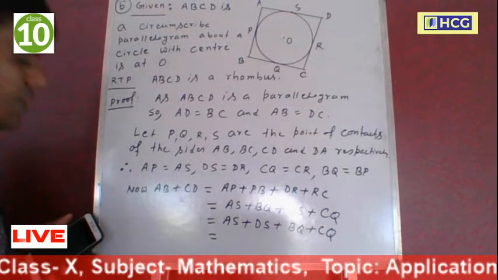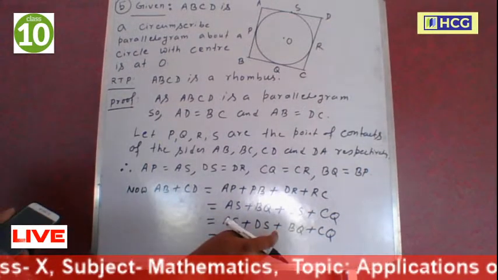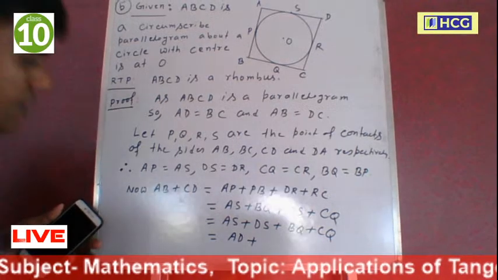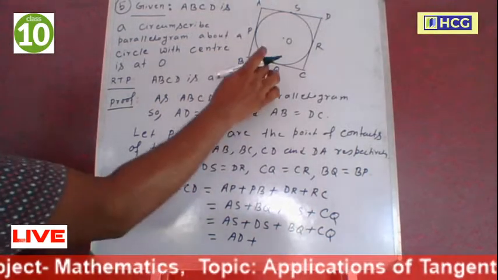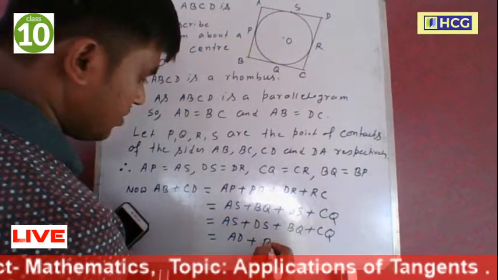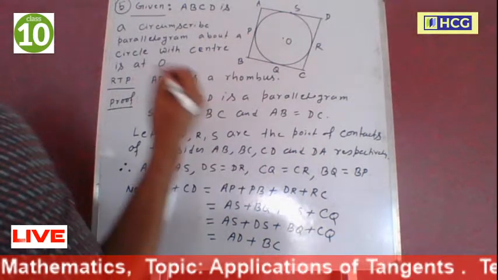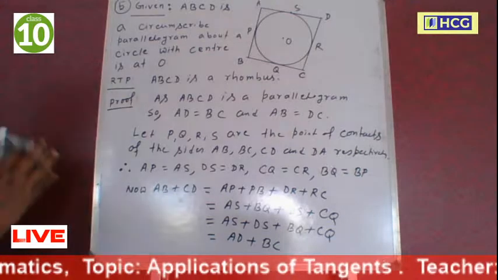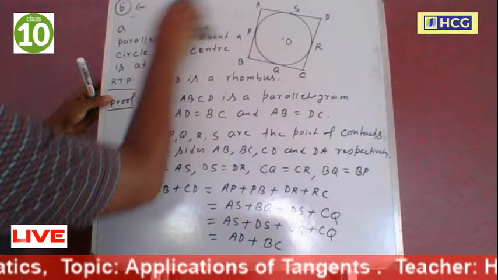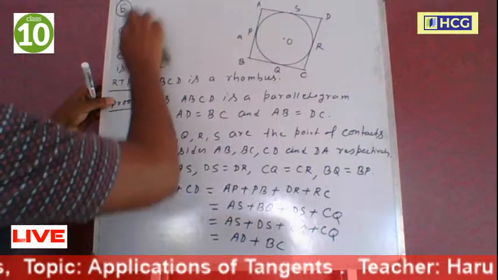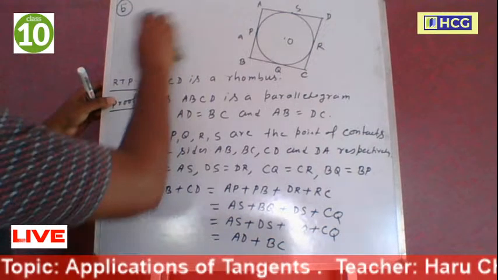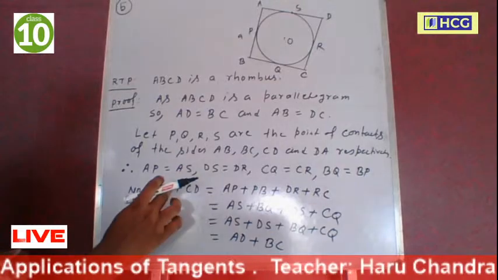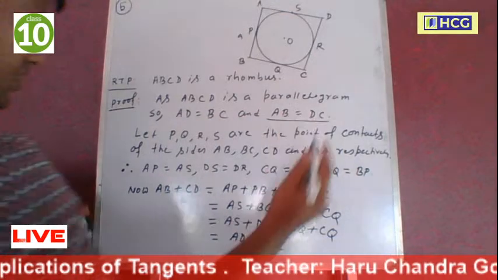Now AS plus DS equals AD, and BQ plus CQ equals BC. So therefore AB and CD are equal. AB and CD are opposite sides of a parallelogram.